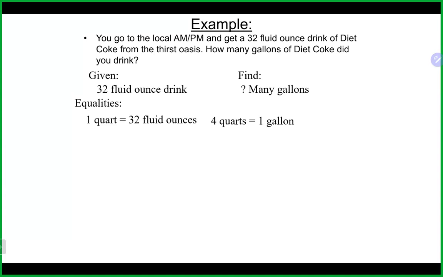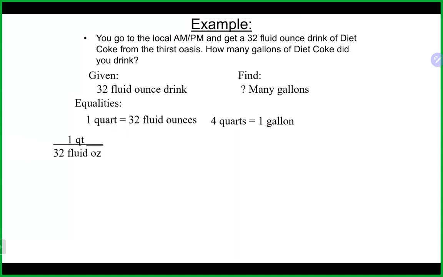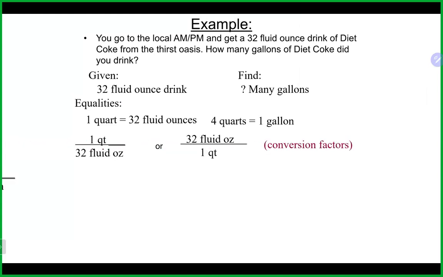Okay, so let's take a look. Once again, as I mentioned, you want to think about a pathway to get you to wherever you want to be. And again, there may be multiple pathways to get you there. In this case, we could use these equalities to take us from fluid ounces to quarts. Quarts over to gallons will get us there. And again, there could be other ways that you could do it. These are our equalities, and once again, that is going to give us several conversion factors that we could use. So these are the conversion factors that are available to us.